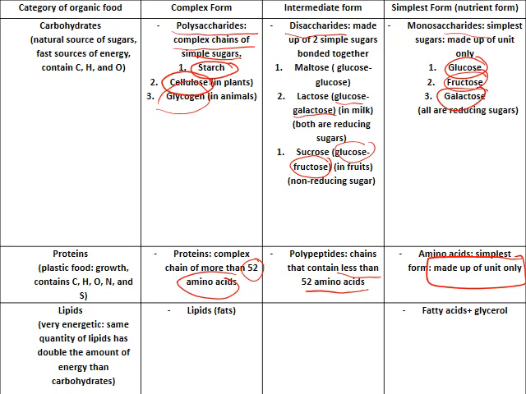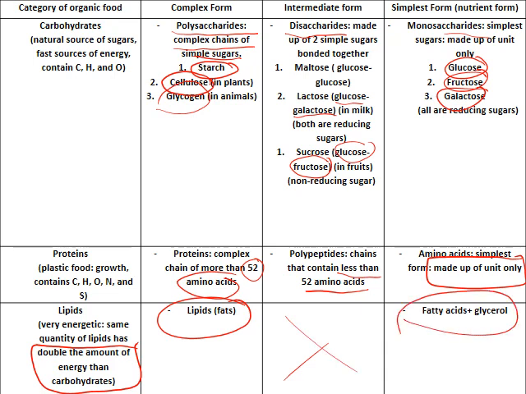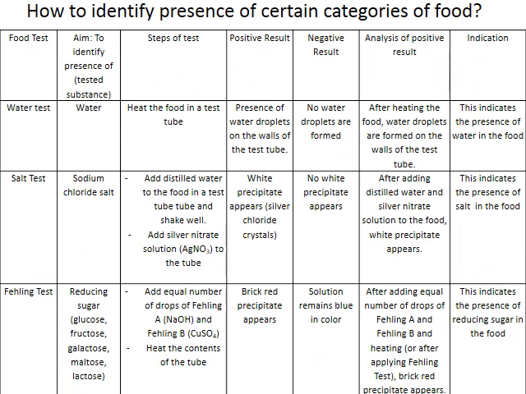Lipids are very energetic. The same quantity of lipids gives double the amount of energy supplied by carbohydrates. The complex form is lipids. For the intermediate, there is none, and the simplest form is fatty acid plus glycerol.